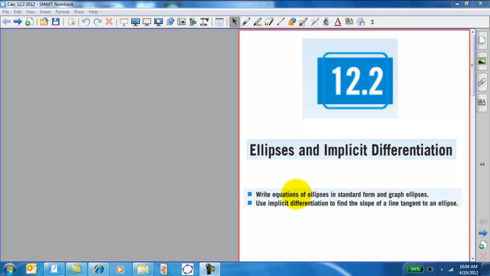Hello calculus students, here we are with ellipses and implicit differentiation. The review stuff is writing equations of ellipses in standard form and graphing them. You did that in pre-calc and algebra 2. But now we're going to use our knowledge of implicit differentiation from calculus to find the slope of the tangent line at an ellipse.